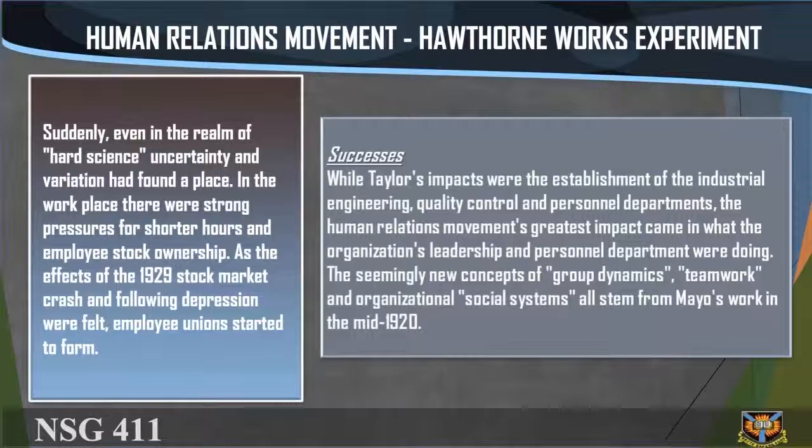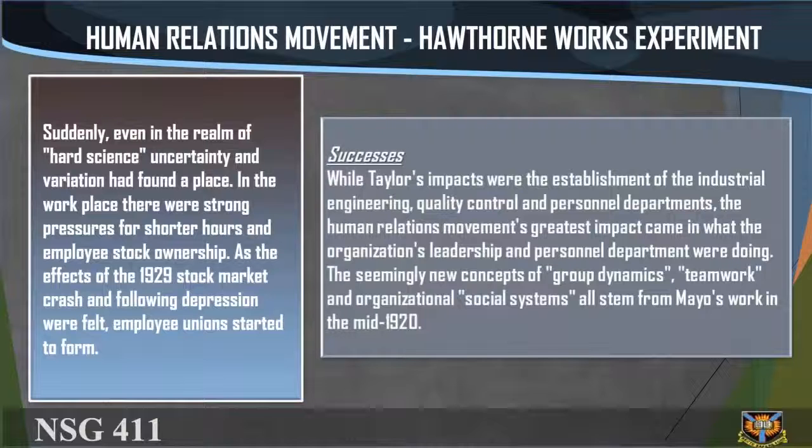In the workplace, there were strong pressures for shorter hours and employee stock ownership. As the effect of the 1929 stock market crash and following depression were felt, employee unions started to form.